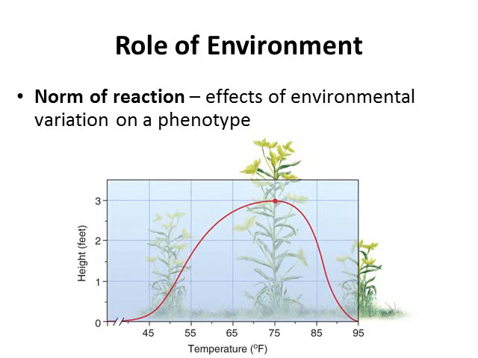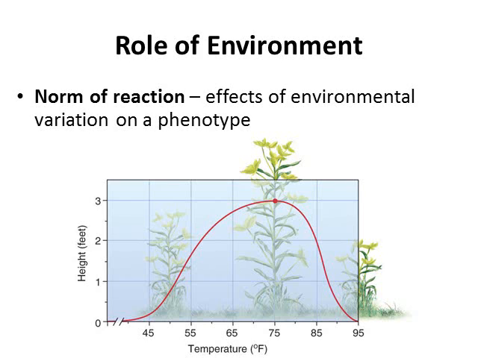And then a last variation is the role of the environment. So far we've been just talking about genotypes and how they relate to phenotypes, but the environment can also affect phenotypes. This is called a norm of reaction: the effects of environmental variation on the phenotype. We see this a lot, and this is that nature versus nurture debate. How much of our traits and characteristics are based off of our nature, our genetics, versus our nurture, the environment in which we're raised.